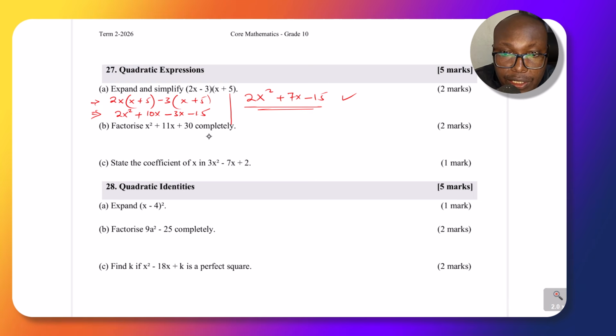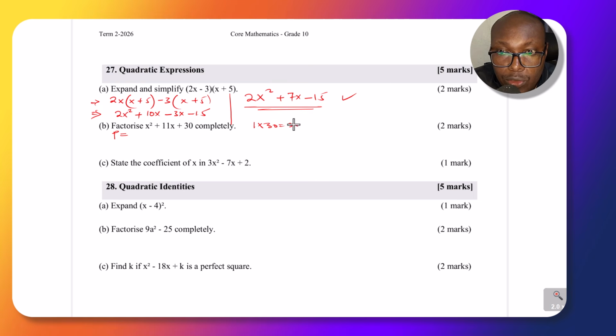Part B, factorize completely. Factorize, you need to know the difference between expanding and factorizing. What we've done in the first part is expansion. Now we need to factorize. For you to factorize, you need to get two numbers whose product is the coefficient of x squared, which is 1, times the constant term, which is positive 30. So the product is 1 times 30. 1 is the coefficient of x squared. Then the constant term is 30, and it is positive.